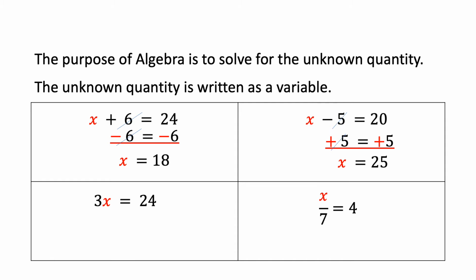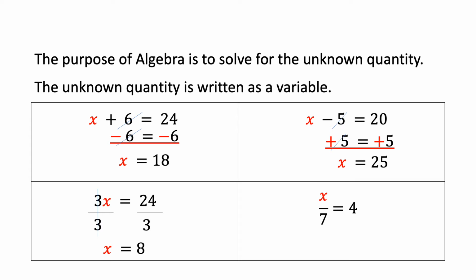The bottom two examples show a coefficient next to the variable. The coefficient of x in the first example is 3. 3 times x equals 24. So we use the opposite operation of division to remove the coefficient. Divide both sides by 3, and x equals 8 because the 3's cancel out.